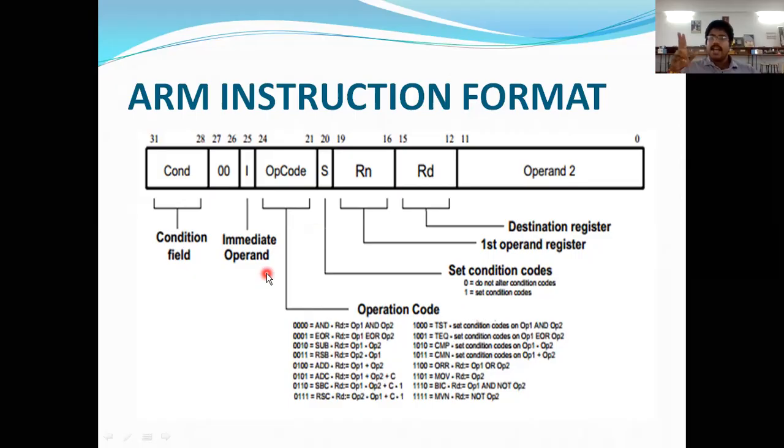We are having two registers called RN and RD. One is the first operand register, and the second one is the destination register. After that we are having operand 2. So this is the ARM instruction format.